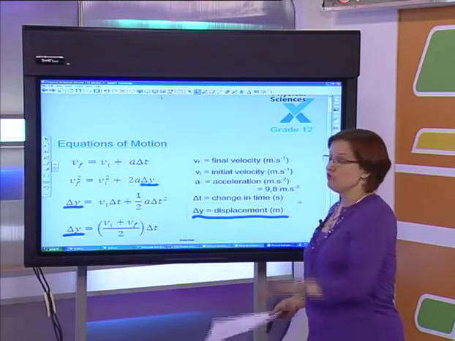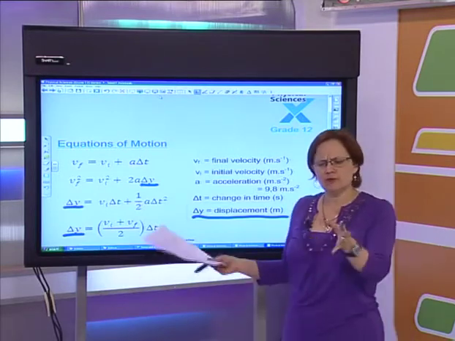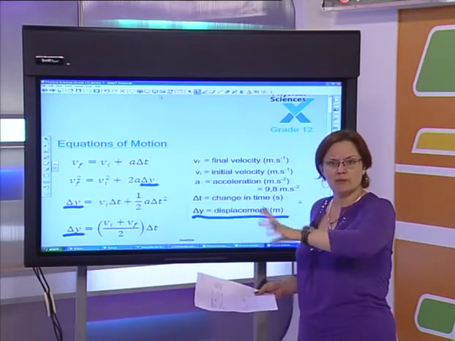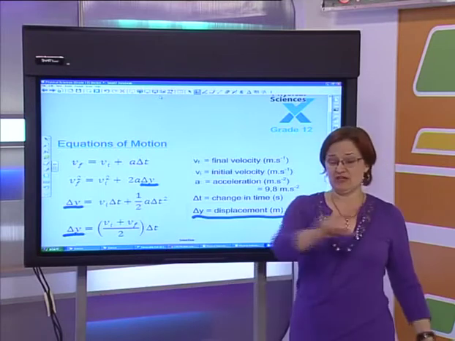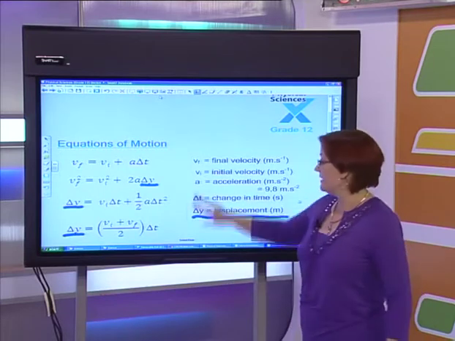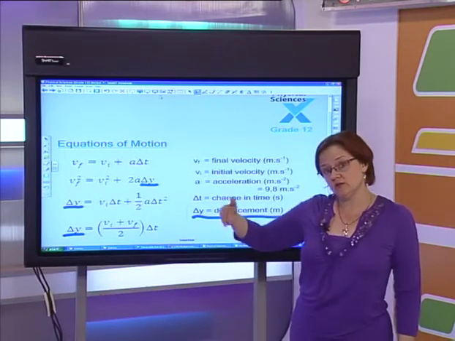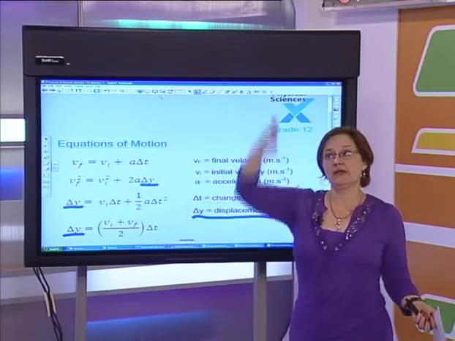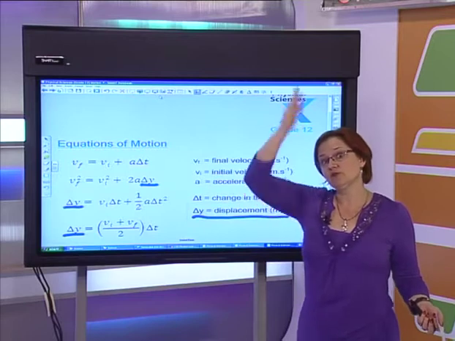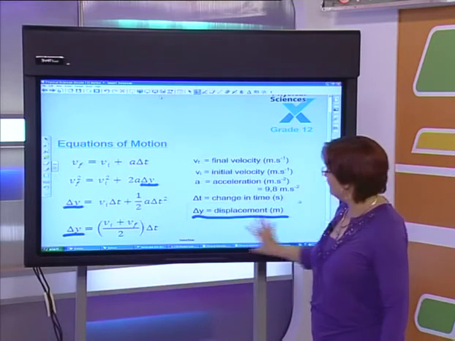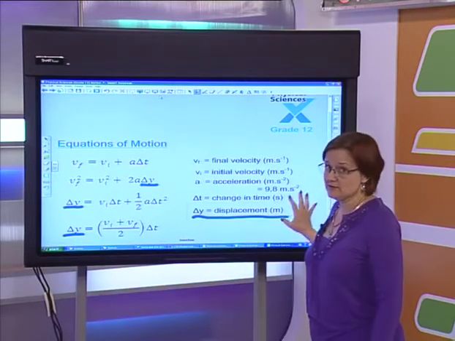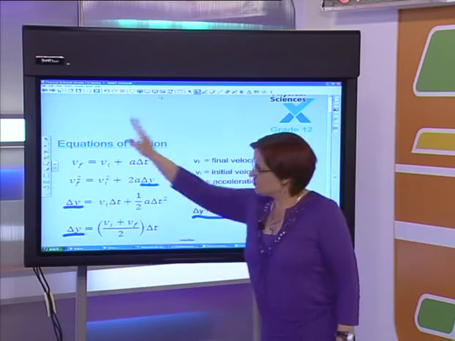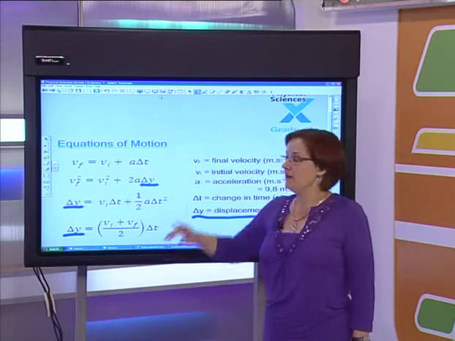You've used delta x last year, you did a little bit of work, and you're going to do that again, and that was generally horizontal motion. But now, because we're looking at vertical, it's like your x and y axis in maths. Your x-axis is horizontal, your y-axis is vertical. So whenever I look at displacement, I have to use delta y. All of these are still valid.